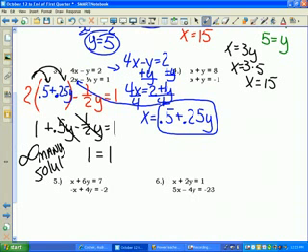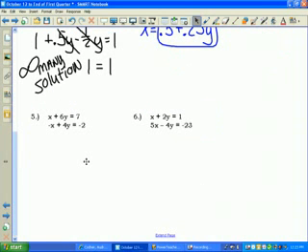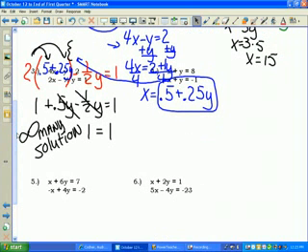So that means any point on those two lines, they're going to be intersecting. Translation, if I put these two original equations in slope-intercept form, I will get this same exact line. Okay? So if I have a number that's equal to itself, that means I'm going to have infinitely many solutions.